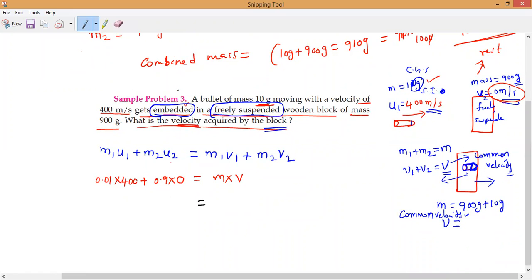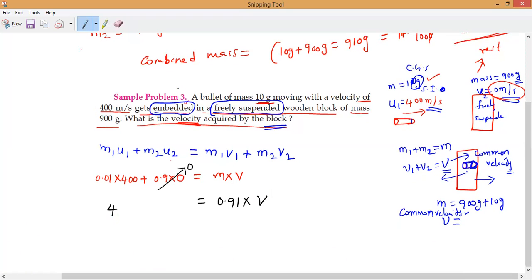So 0.01 into 400, how much is it, everyone? Which is equal to 4. Very good. Next, anything into 0? 0 only. So 0. Mass is equal to 0.91 into common velocity.